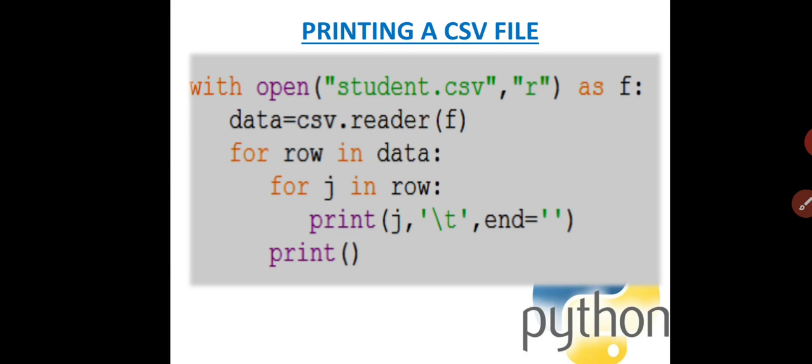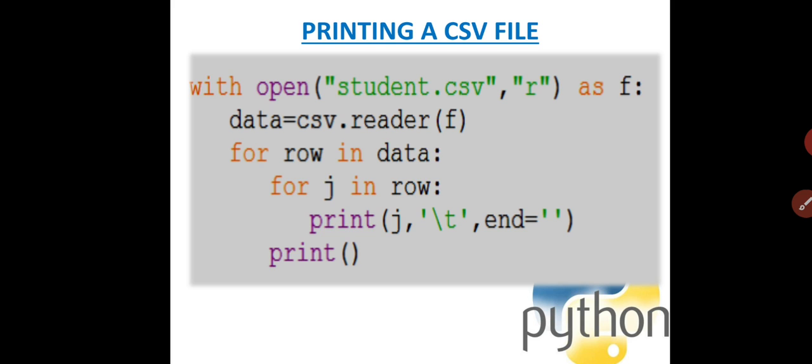For that, you have to again open the CSV file, and this time the mode will be read mode, as we used to open binary files or text files. So I have used with open student.csv. It will open the CSV file in read mode as f, so f will be the file object. Then there is the command data = csv.reader. For reading the content, there is a single statement, csv.reader.